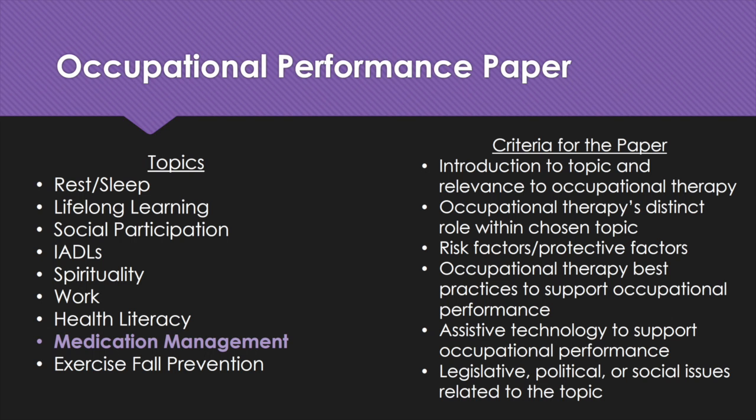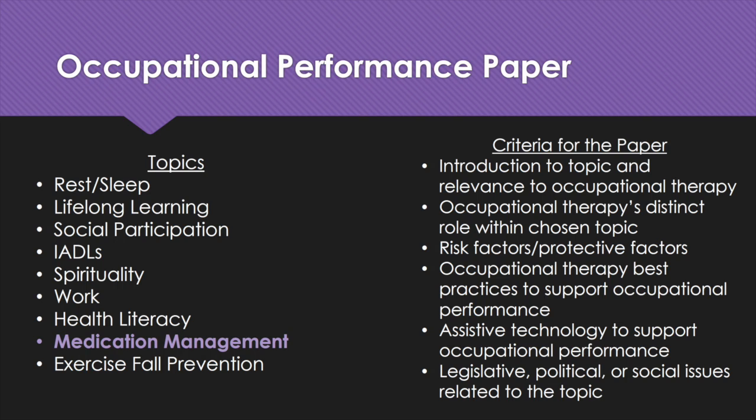So, in junior year, I was asked to write an occupational performance paper for my older adult class. We were able to pick any topic that we had learned about, and we had to write a 5-page paper on it. Here is all of the topics that I had to choose from. I had chosen medication management.